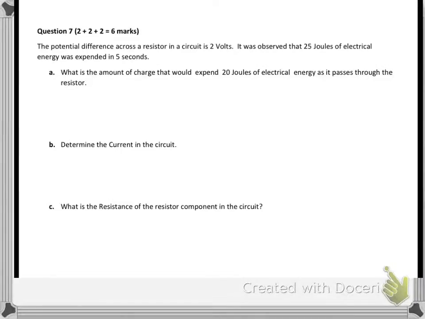Let's look at question 7. So the potential difference across a resistor in a circuit is 2 volts. But it was observed that 25 joules of electrical energy was expended in 5 seconds. Okay, so now what is the amount of charge that would expend 20 joules of electrical energy as it passes through the resistor? Okay, well, that's not a very good question. I think that's a typing error, Mr. Stevens. So what we're going to do is fix this quantity.